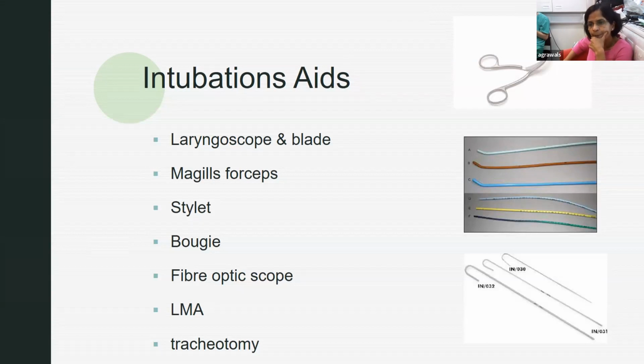Bougie, again, sometimes when the airway is difficult and you don't have a very good view, you can pass the bougie and then you can railroad the endotracheal tube over it. So sometimes we'd use that. Fiber optic scope, we have one on PICU. But I hope it never happens that you are being asked to use that.